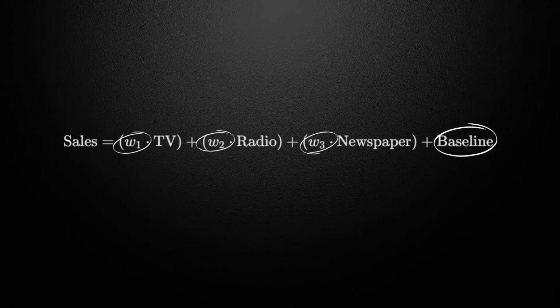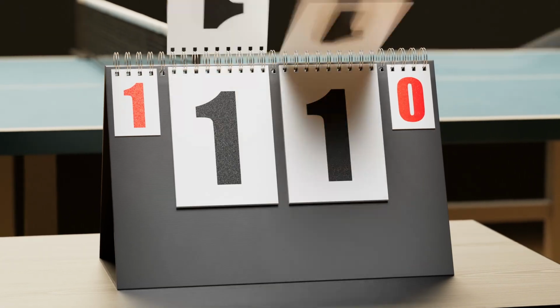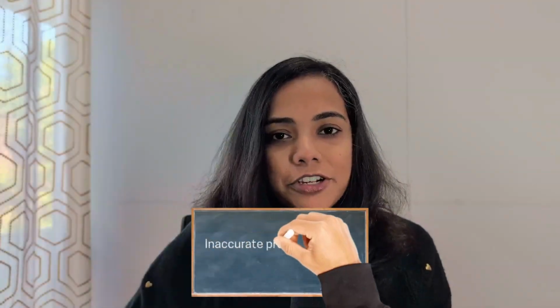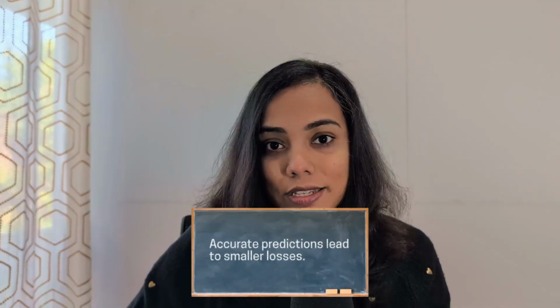So, to pick the best weights, we need a scoreboard. In supervised learning, that scoreboard is called a loss function. If your predictions are bad, the loss is big. If your predictions are good, the loss is small. We want that number to be as low as possible. For OLS, the loss function is the mean squared error, also known as the MSE.